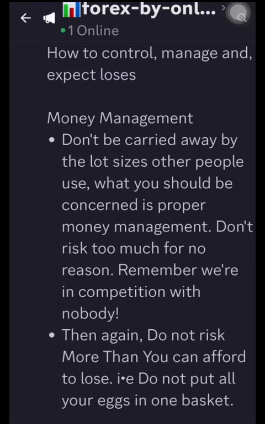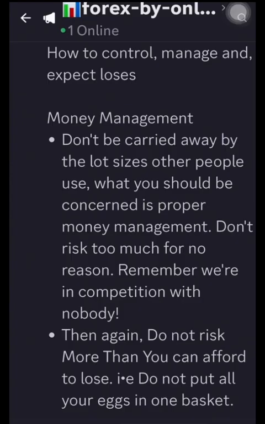Say you just fund $500,000 in your account, and because somebody's using 100 lot size, you decide to use 100 lot size, and you don't have the proper skills to start trading. You can blow your $500,000 within hours. So focus on your learning.